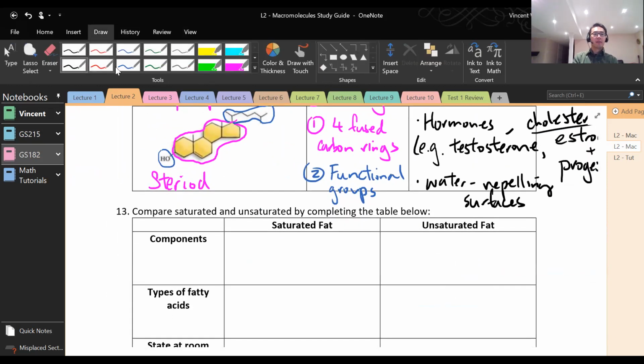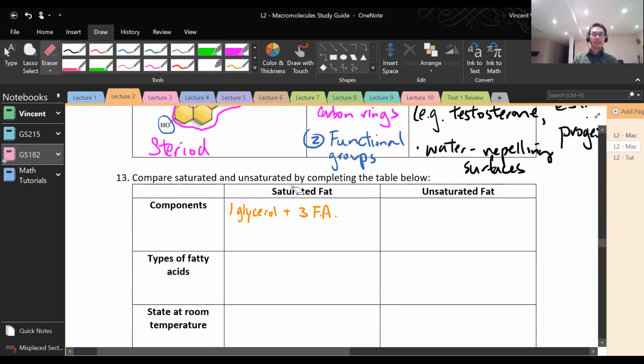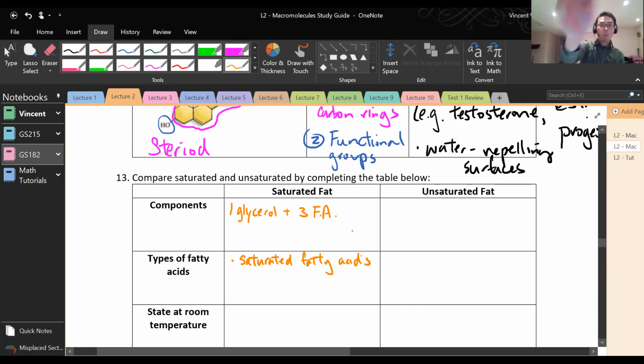Well, for saturated fat, it is going to be 1 glycerol plus 3 fatty acids. Okay, and the type of fatty acids that we will find in the saturated fats, well, as the name implies, they are going to be saturated fatty acids. Okay, so what does that even mean?